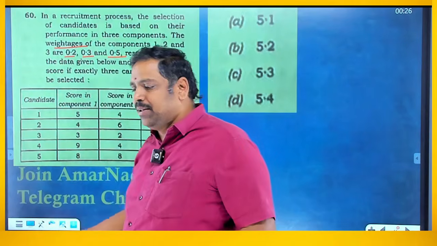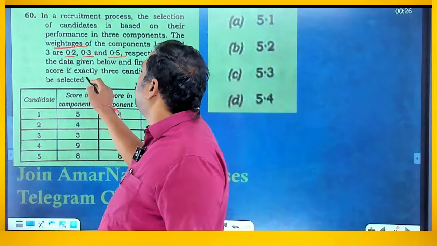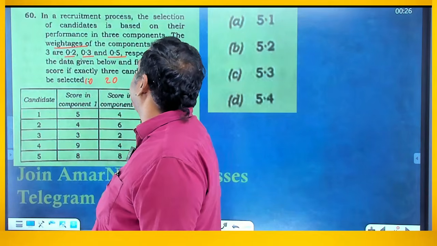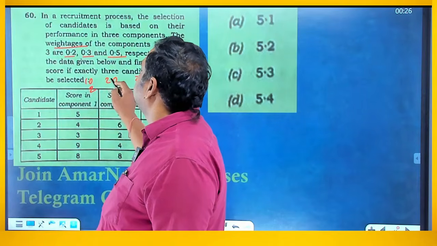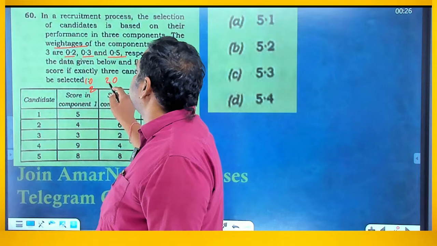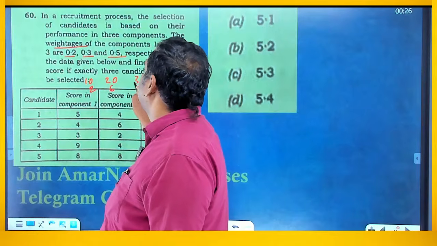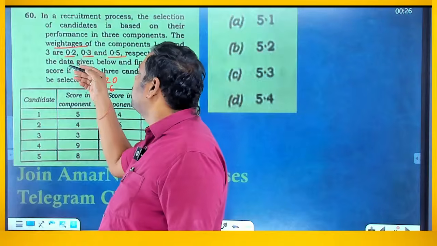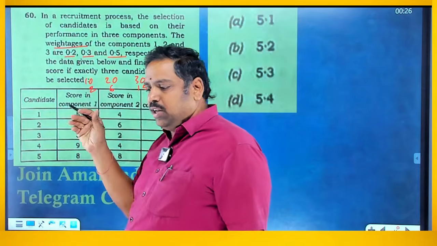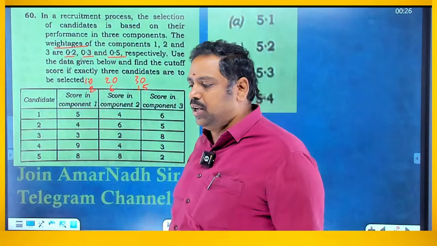That means suppose in the first one he got 10, in the second 20 marks, in the third 30 marks. You have to multiply 10 into 0.2, 2 marks you have to consider. 20 into 0.3, that means 6 marks. 30 into 0.5, that is 15 marks. You just need to multiply the marks with the weightages. Then you will get the correct scores of the students.